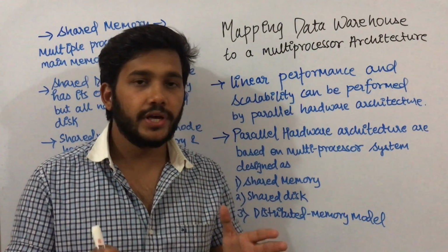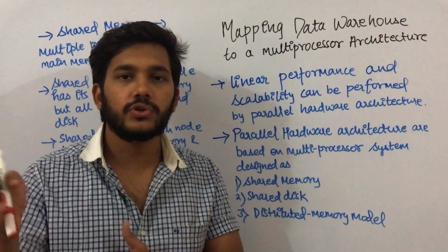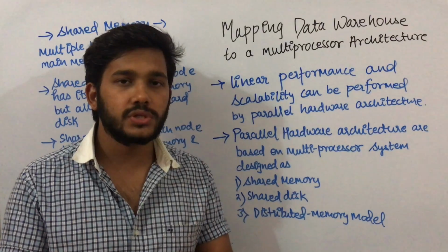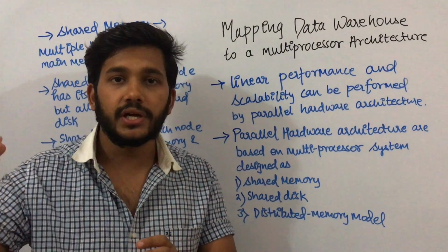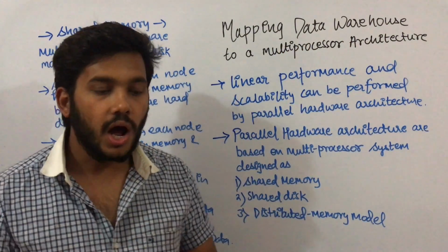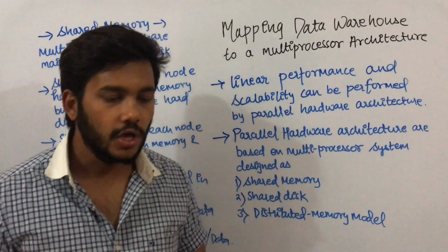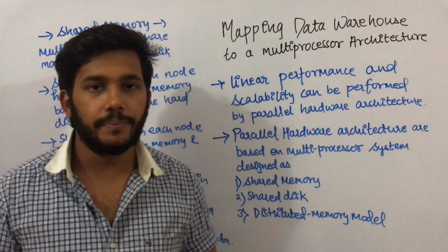Your data warehouse that you are mapping to a multiprocessor architecture means your data warehouse is present, and now this data warehouse, how it can be shared with different multiprocessor architecture, or how this data in the data warehouse is going to process. For this, linear performance and scalability must be present.